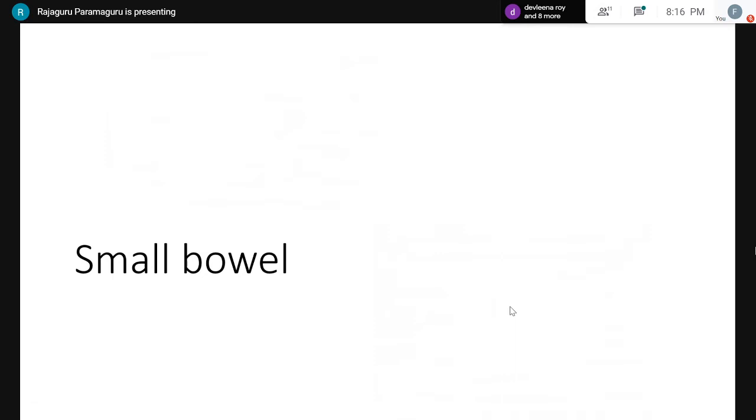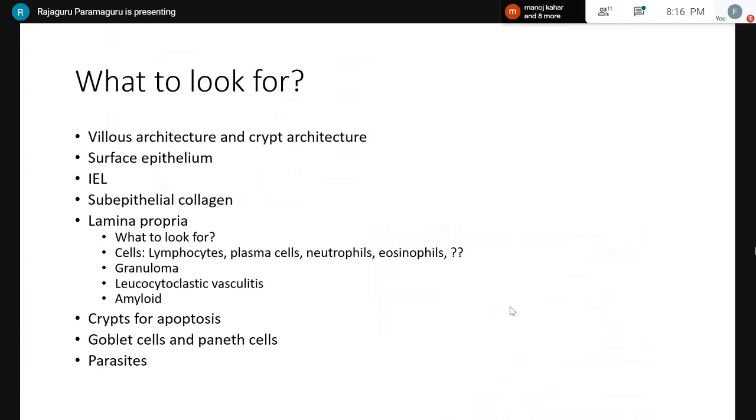And next we'll go with the small bowel. So in small bowel, what do we look for? The foremost thing is the villus architecture. As I told earlier, the proper orientation of the biopsy is very important for that. The crypt architecture and the villus architecture are going to be the first thing which we'll have to look for. And next is the surface epithelium.